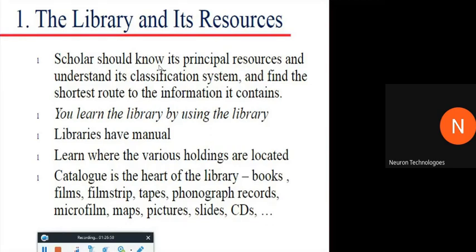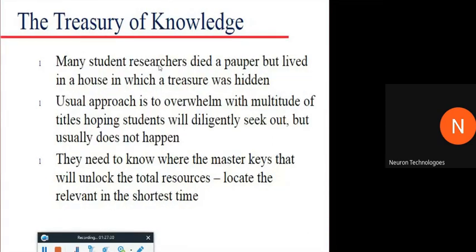So obviously, when you involve yourself in some environment, in some area, then you can get knowledge, information, and data as well. It means the environment is also teaching us something at all times. So it has a manual. Learn where the various holdings are located; the catalog is the heart of the library: books, films, filmstrips, tapes. These are some of the things that we have. The treasury of knowledge.